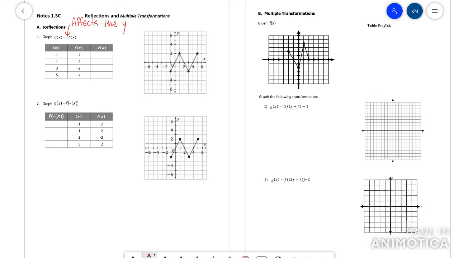Now, I want you to kind of think about something. Imagine I had a coordinate here at 2, 6. If I was to times by a negative and it affects the y, it would become 2, -6. So it would become a point here.